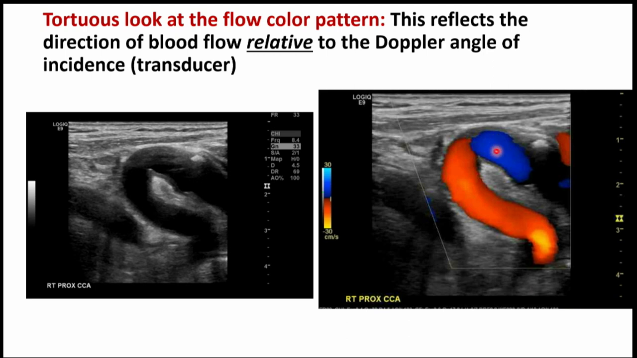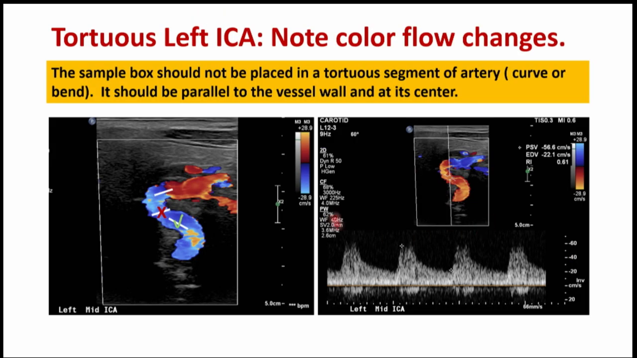This is facing one direction of the transducer, and this is going sort of towards the transducer, and this is sort of going away, or vice versa, okay? Depending on how you have your transducer held. So what do we do with a tortuous vessel? Where do we measure? Well, there are several options.